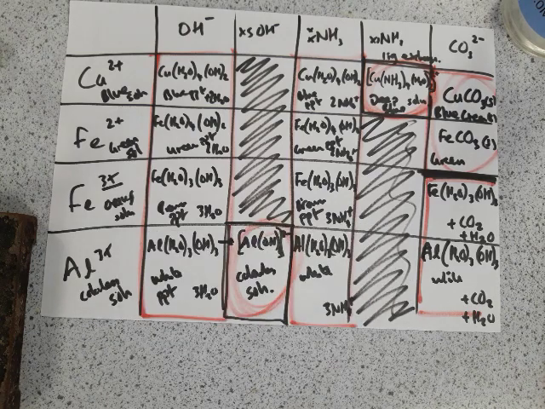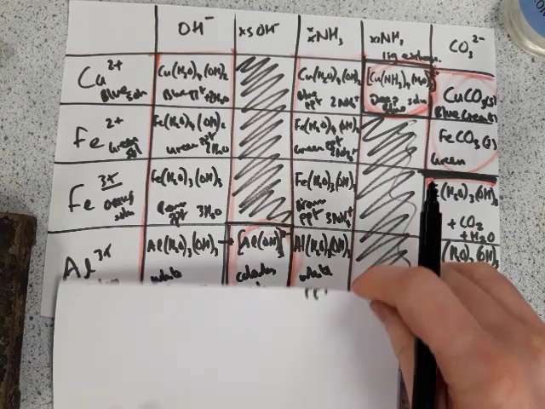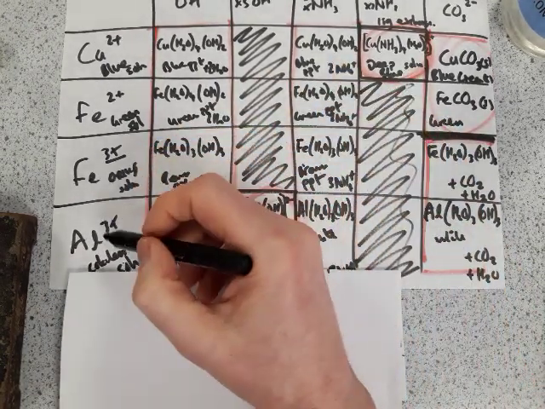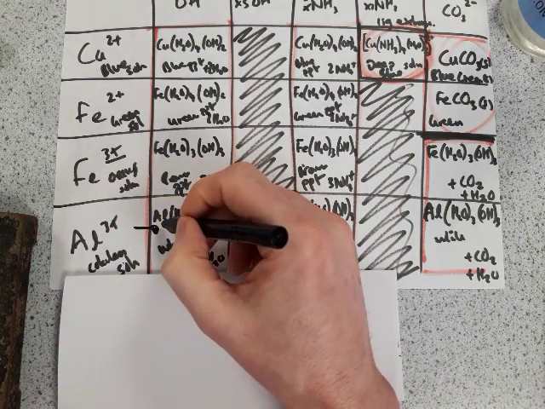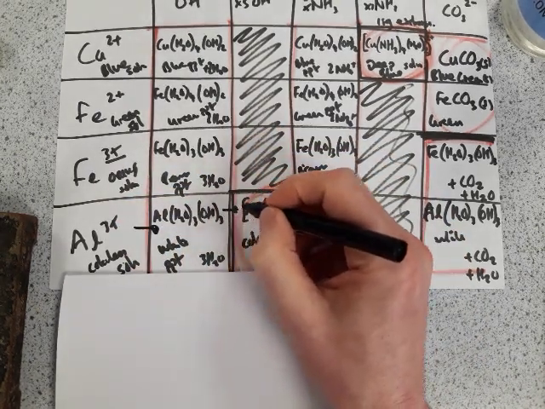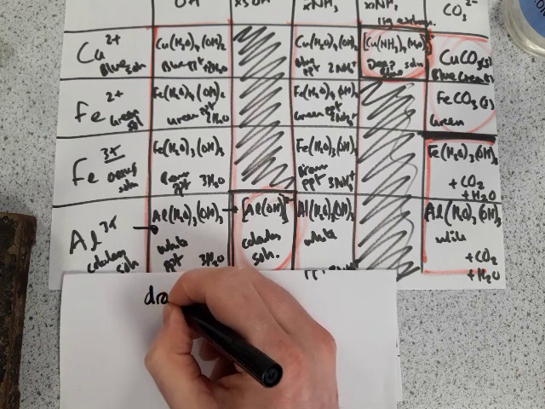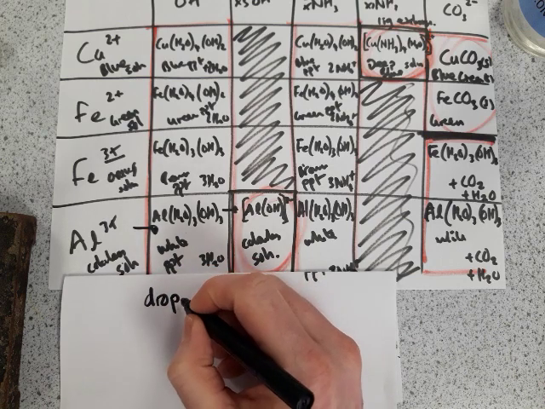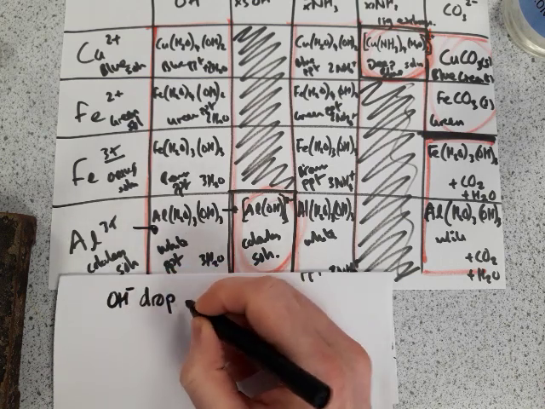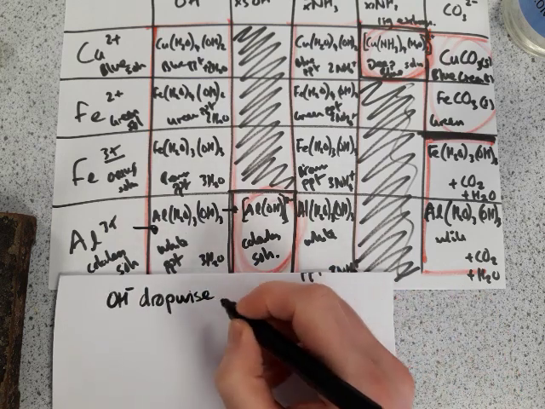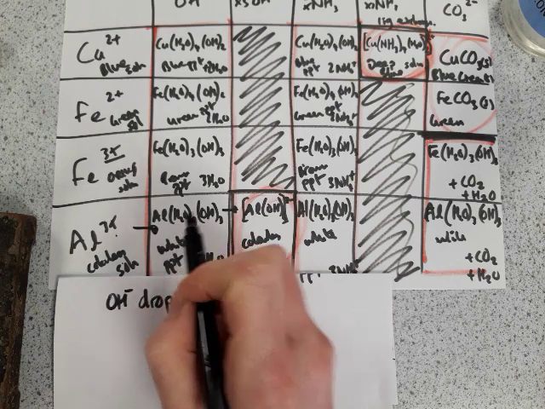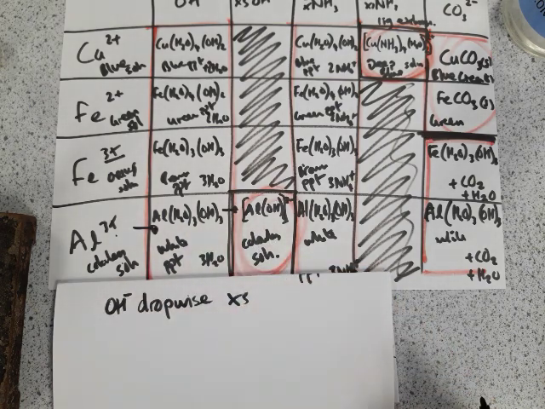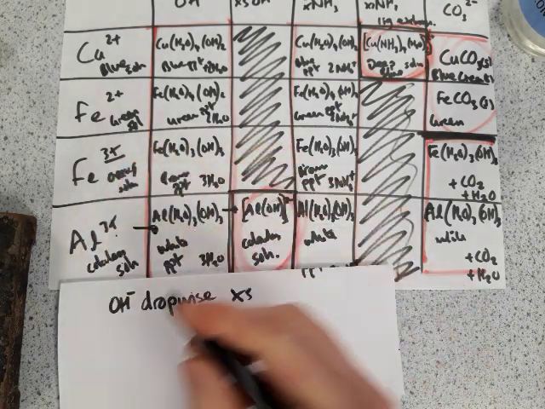Next one then, let's have a look at some of these trickier versions. This is quite a common one: what happens if you've got some aluminium 3 plus and you add a bit of hydroxide and then you add more hydroxide? They often say describe what happens when you add OH minus drop-wise until it's in excess. So we're going to go from here to here and then from here to here.